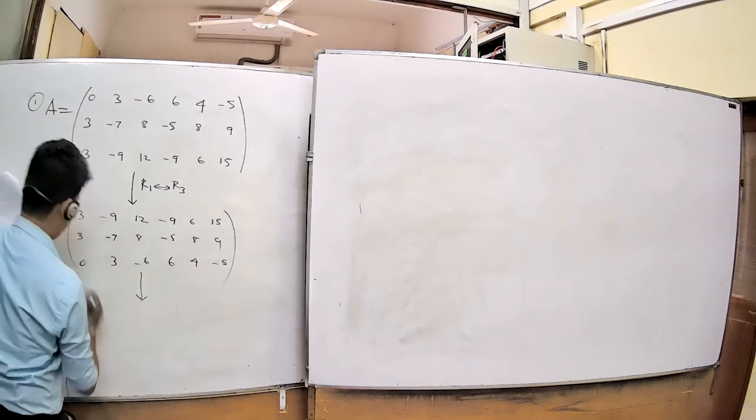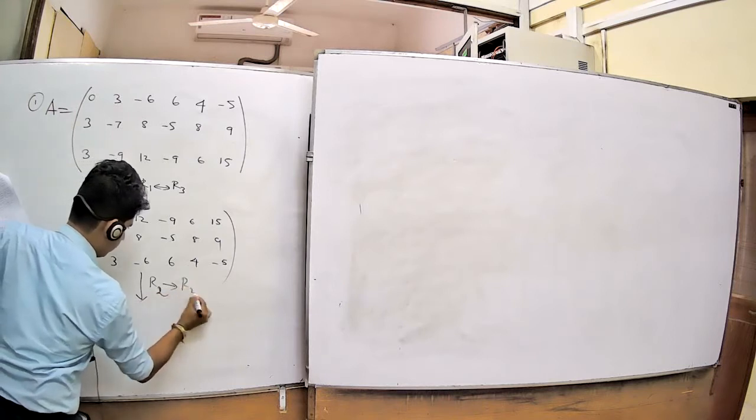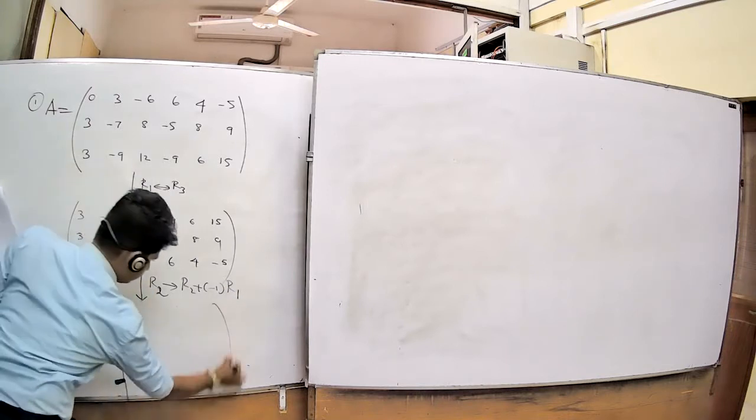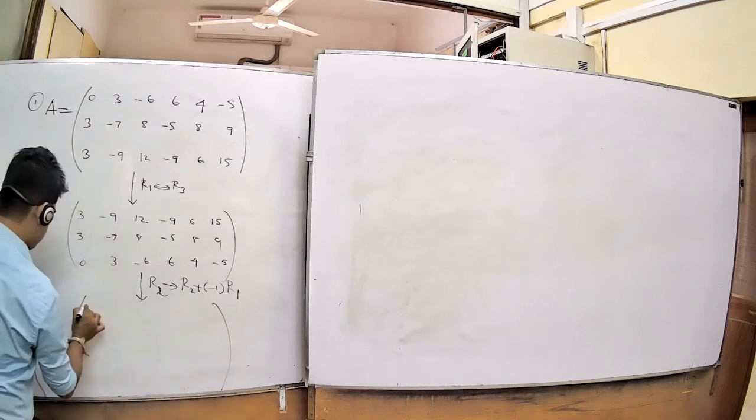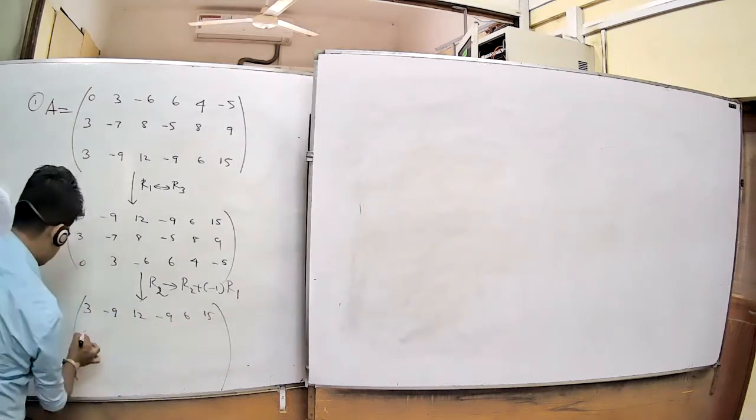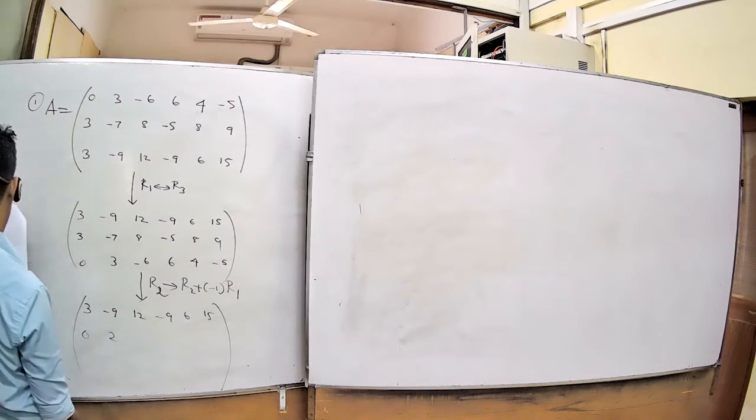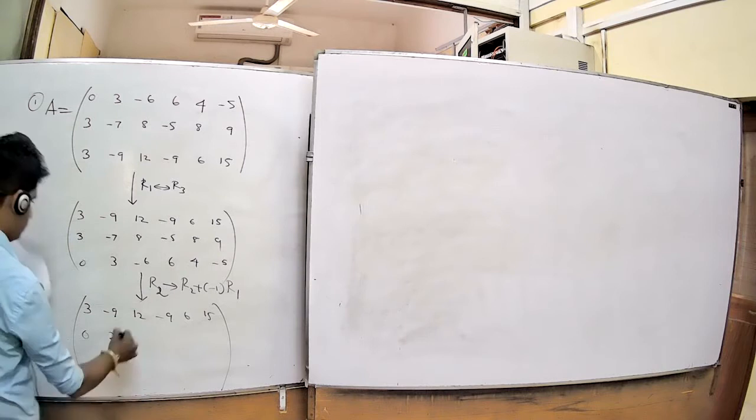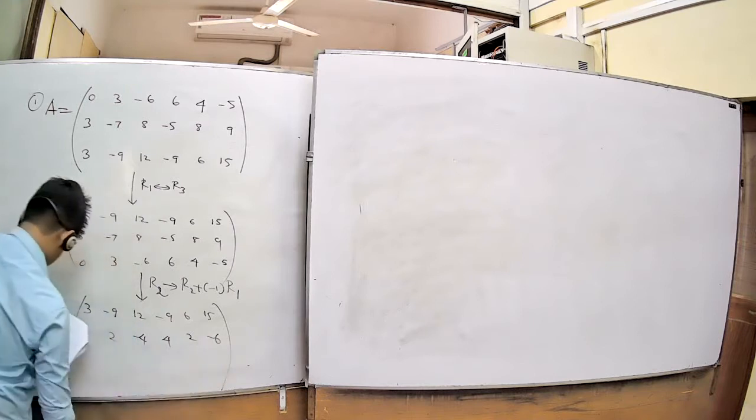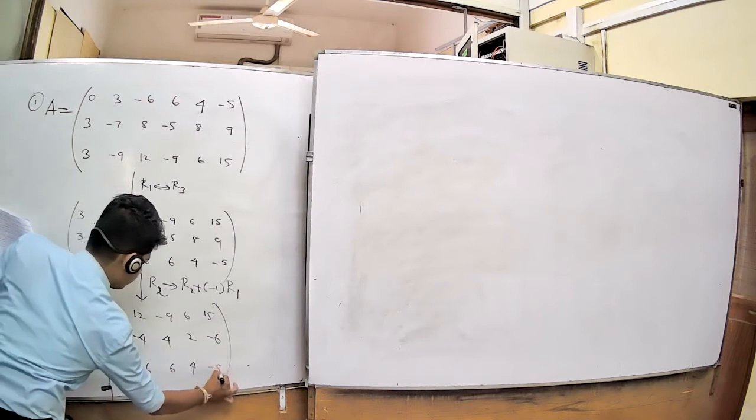Suppose you want to get 0 values, then you do another row operation: R3 is replaced by R3 plus -1 times R1. Then you get 3, -9, 12, -9, 6, 15; here 0, 2, -4, 4, 2, -6; and here 0, 3, -6, 6, 4, -5.